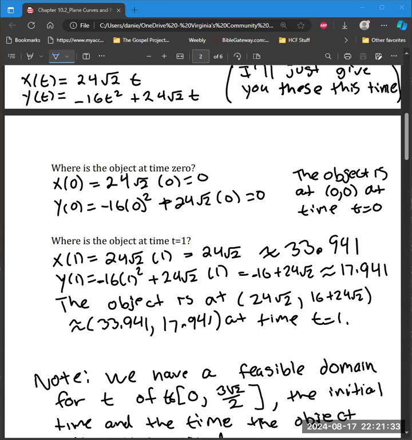Now, if I just wanted the decimal approximations and didn't need the exact answer, I could come in here to mode, change to my parametric mode, go into y equals and make this 24 root 2 times t and negative 16 t squared plus 24 root 2 times t.